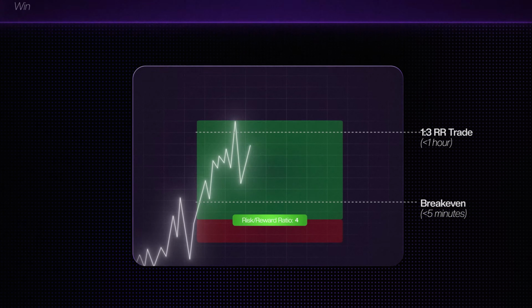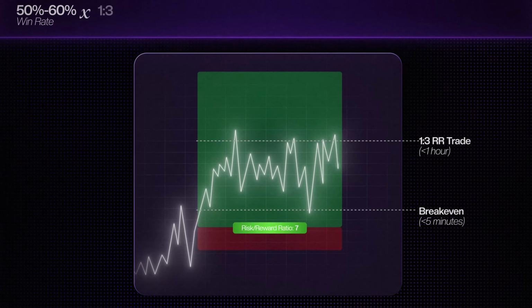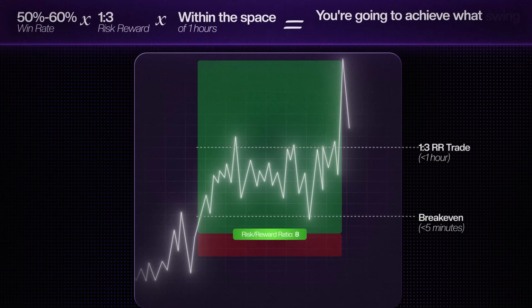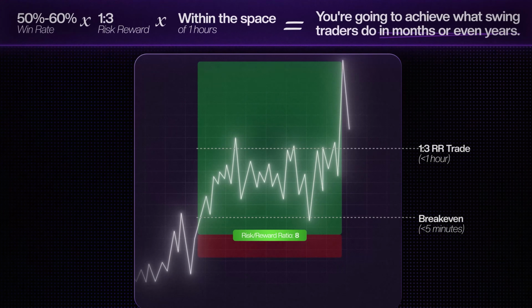So when you have a 50 to 60% win rate on these kinds of setups, a 1 to 3 risk to reward within the space of an hour, you are able to achieve what most swing traders take days, weeks, or even months to achieve in the space of just an hour. And all the while with more clarity because you're reading the M1 details.